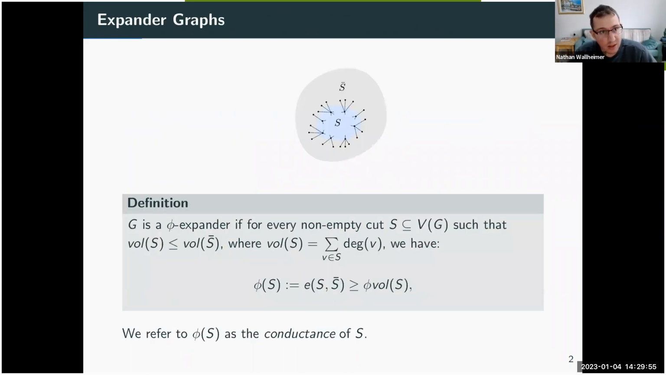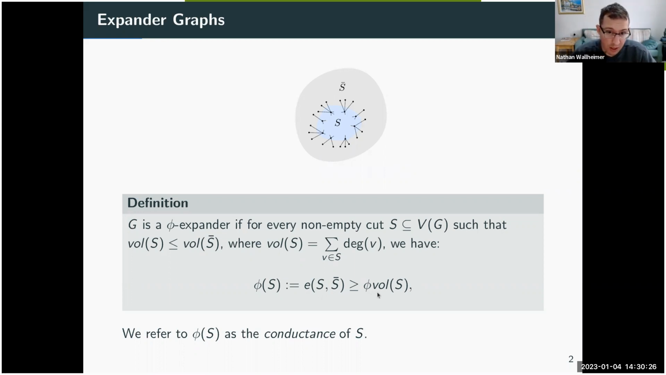Before I define what it is, I have to define expander graphs. So we say that a graph G is a phi expander if for every non-empty cut S, such that the volume of S is less than or equal to the volume of its complement, where volume means simply the sum of the degrees, we have that the number of outgoing edges, denoted by E, is at least a phi fraction of the volume of S.